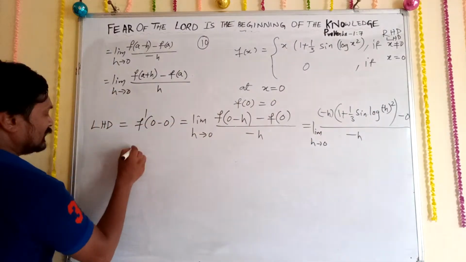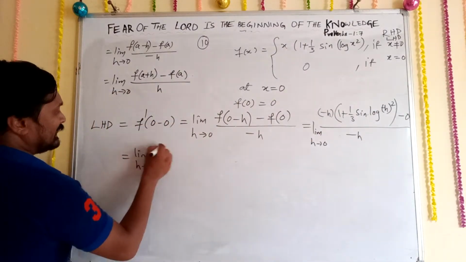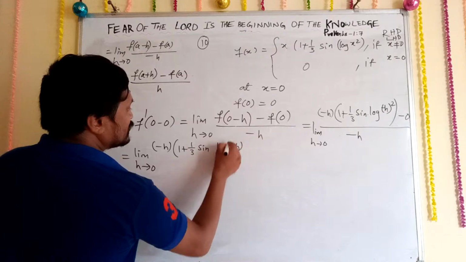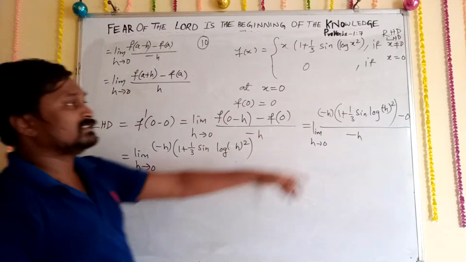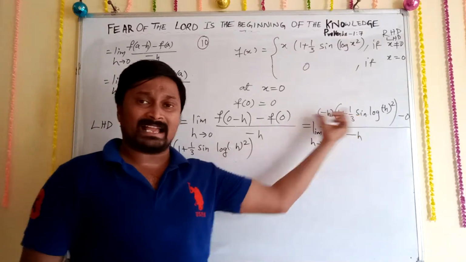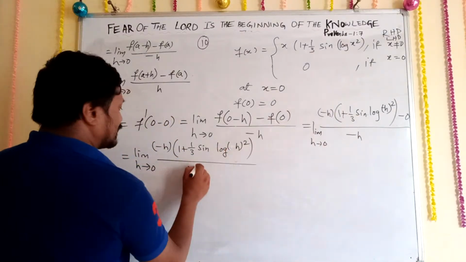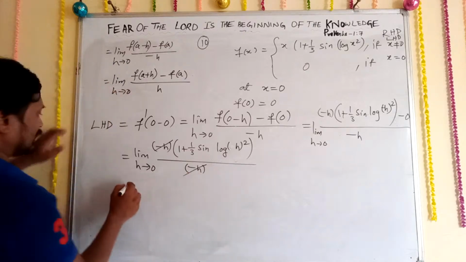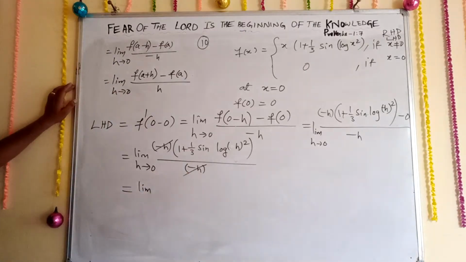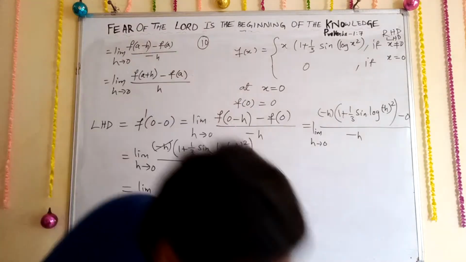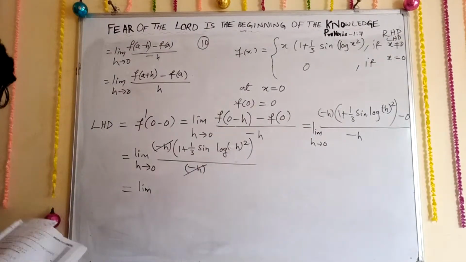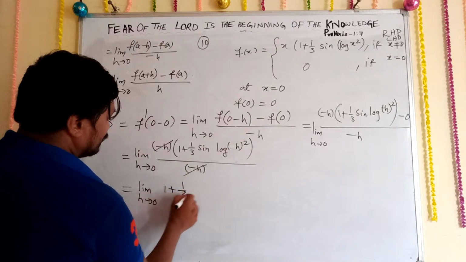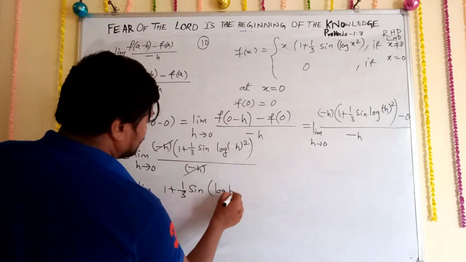So now again write this limit h tends to 0, minus h into 1 plus 1 upon 3 sine log of minus h whole square, which is nothing but plus h square, because minus h whole square is just this number. Here minus h is there, and minus h gets cancelled. So what is left now? The limit h tends to 0.